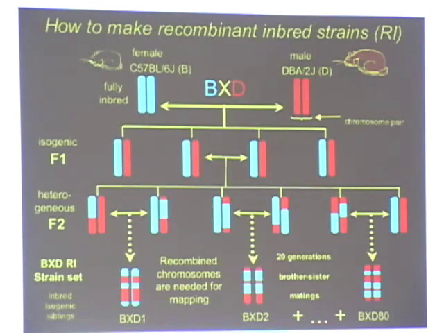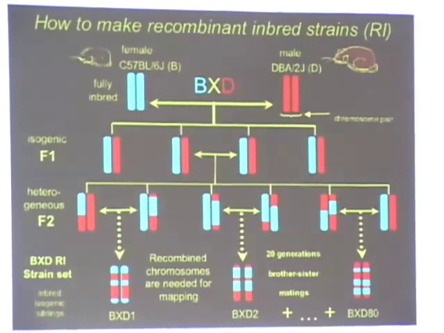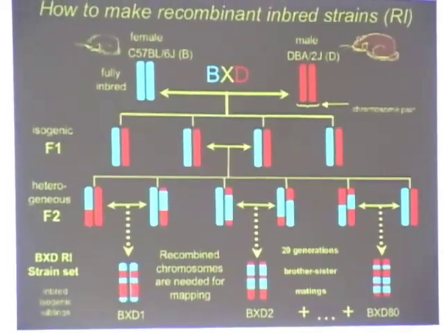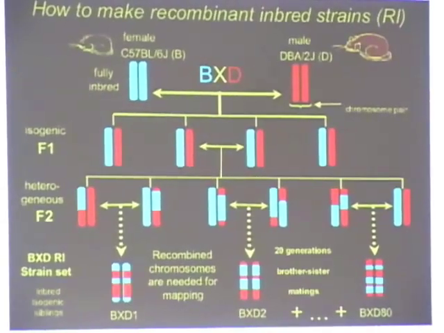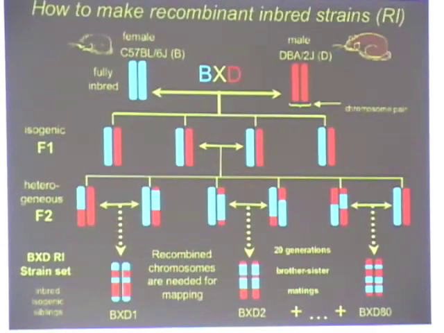I'm seeing not a lot of heads nodding. It's okay. So what we're going to end up with is about 33 different flavors of recombination. They're going to be recombinant inbred strains, and they will each have a unique recombination of the F0 DNA. And so that's how we're going to attack this problem.